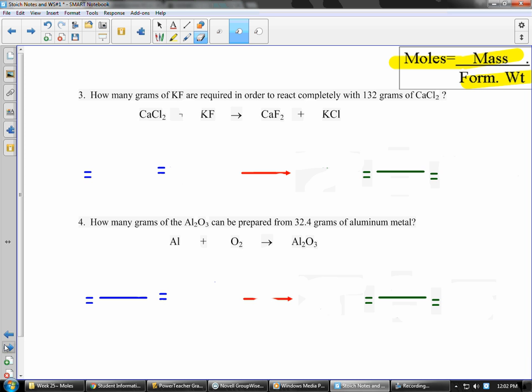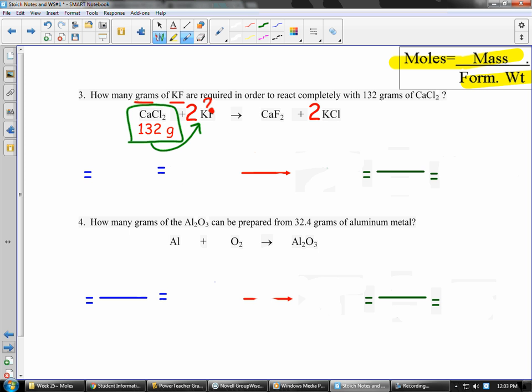I would take a moment and I would balance it. Awesome. Question number 3, we're looking at 2 and 2 to balance. I'm going to read the question here. It says, how many grams of KF are required in order to react completely with 132 grams of calcium chloride? So again, calcium chloride is my target. That is what I need to find moles of before I can move along.